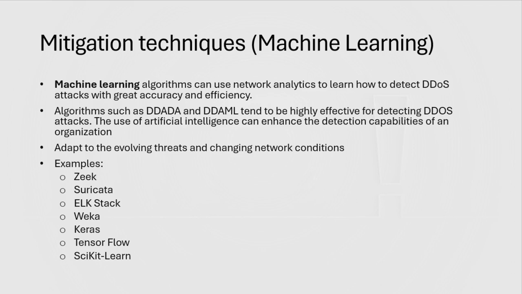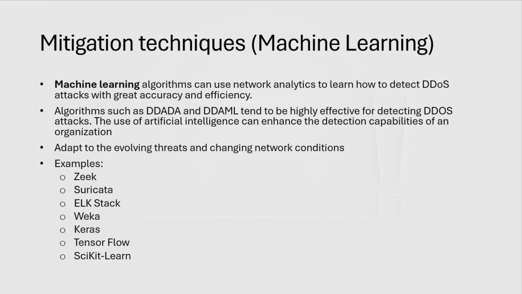These algorithms analyze vast amounts of network data, identifying patterns and anomalies that indicate potential DDoS attacks. Two particularly effective algorithms for DDoS detection are DDADA and DDAML. These algorithms address the vulnerabilities of software-defined networking, or SDN, architectures to DDoS attacks. They offer adaptive strategies to counter the evolving sophistication of these threats, ensuring network security through efficient and accurate detection methods.